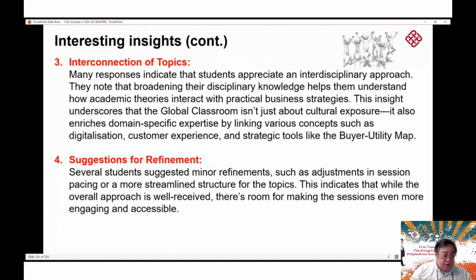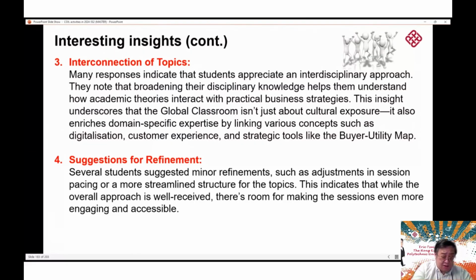There are also merits in interconnecting topics, because of using global classrooms, students from different cultures and different universities may start to use different terms, which may trigger lateral thinking, which may add to additional understanding and broadening students' interpretation of certain topics and principles as well. So that has also proved to be beneficial.